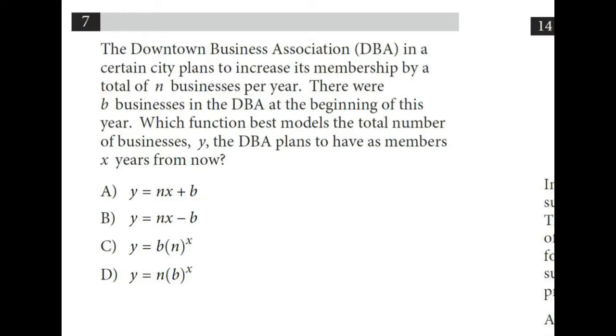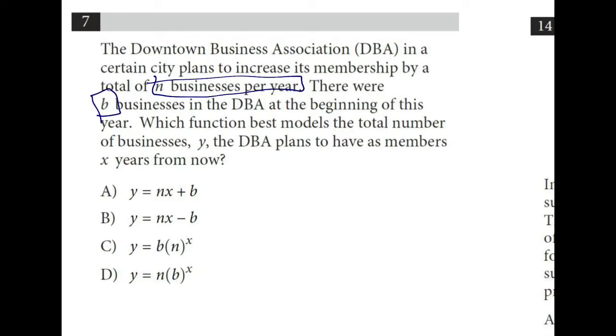Number 7. The Downtown Business Association, DBA, in a certain city plans to increase its membership by a total of N businesses per year. So N per year is kind of like a slope for linear growth. There were B businesses at the beginning of this year. B here is our starting value.